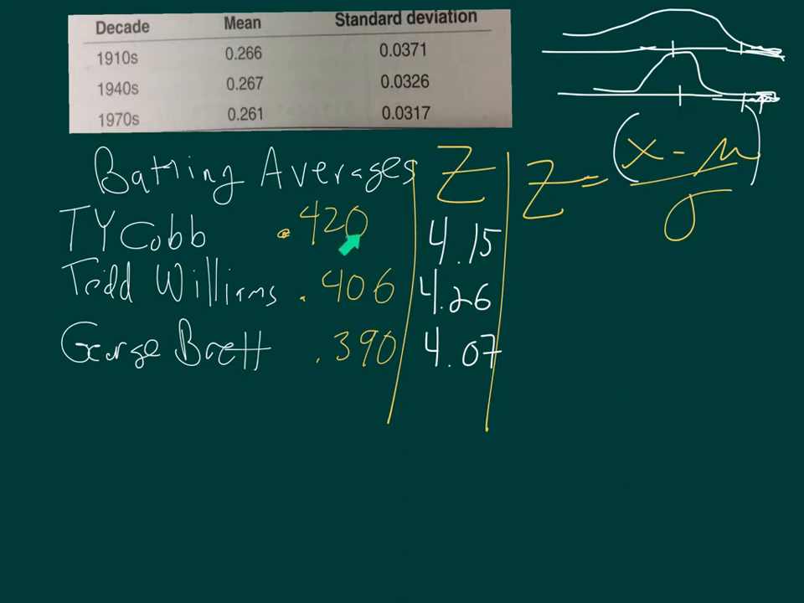All right, so Ty Cobb was among other baseball players, so we compare him to everybody else in that decade, Ted Williams to everybody else in that decade, and Ted Williams was a better baseball player compared to his counterparts during the 1940s.